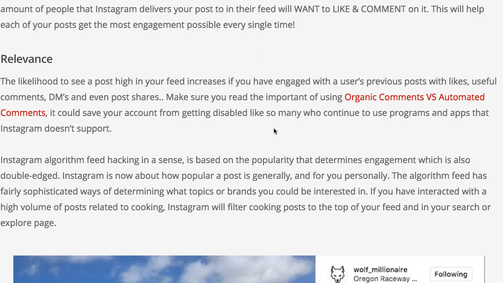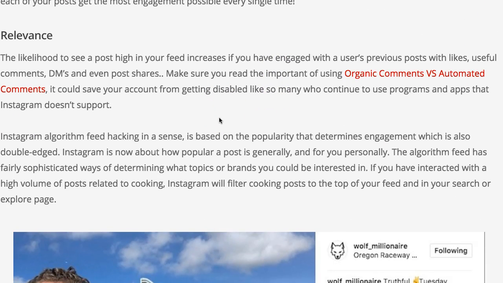Next up is relevance. The likelihood to see a post high in your feed increases if you've engaged with a user's previous posts with likes or useful comments or DMs or even shared Instagram posts with that user or that account. Make sure you read the importance of using organic comments versus automated comments. It could save your account from getting disabled like so many who continue to use programs and apps that Instagram doesn't support.